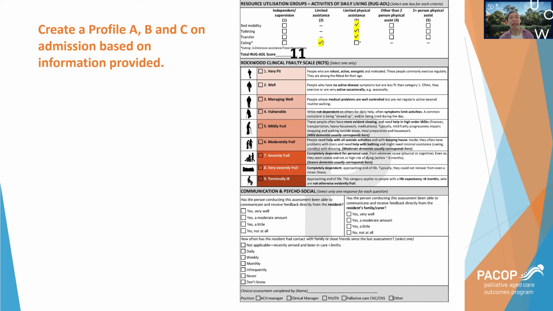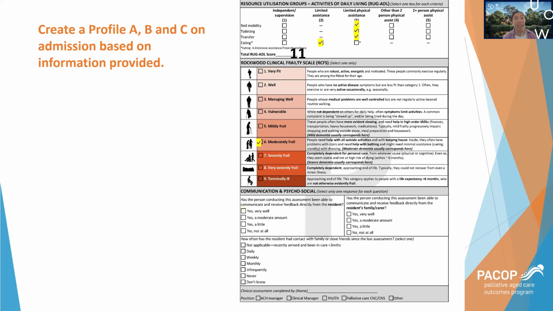Now, when I look at Roy, I kind of think he looks quite okay. So let's just assume that I, for myself, don't have any background knowledge about Roy. He comes in and he looks fairly well. So I do assign him as a moderately frail 6, wherein with this frailty score of 6, people need help with all outside activities and with keeping inside the house. But inside, they have problems with stairs and need help with bathing and might need minimal assistance, queuing, standby, and dressing, which sounds for me quite like Roy.